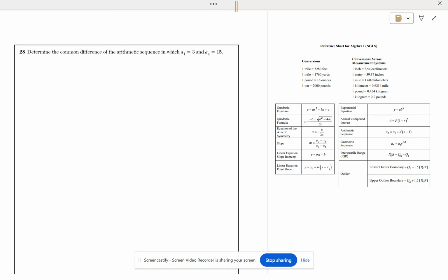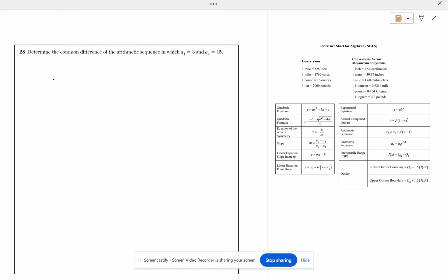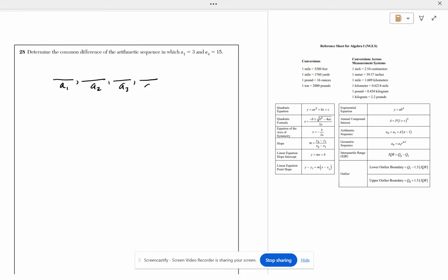So arithmetic sequence, okay, this is the equation that I'm working with. But in this case, all I have to do is find the common difference. So what I would do is make my little dashes. And a sub 1 is 3 and a sub 4 is 15. So you can do this a few ways, right? I think the easiest way is to do the change in y over the change in x.